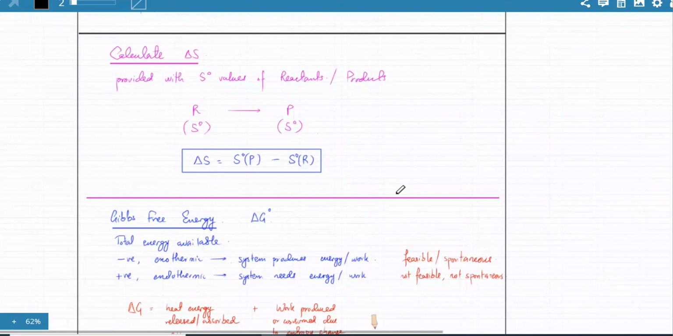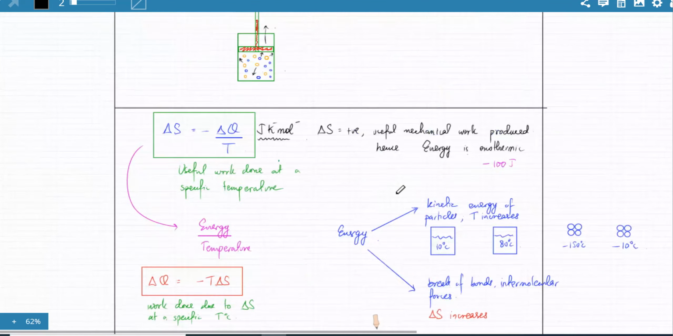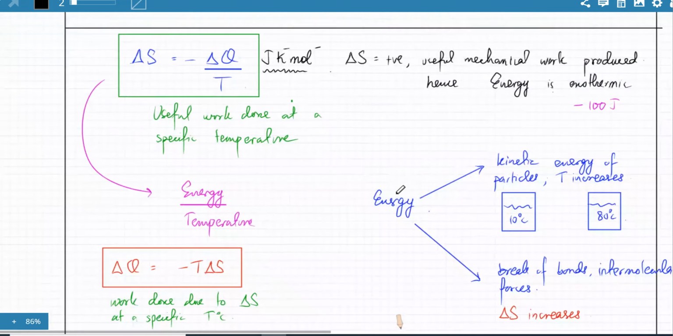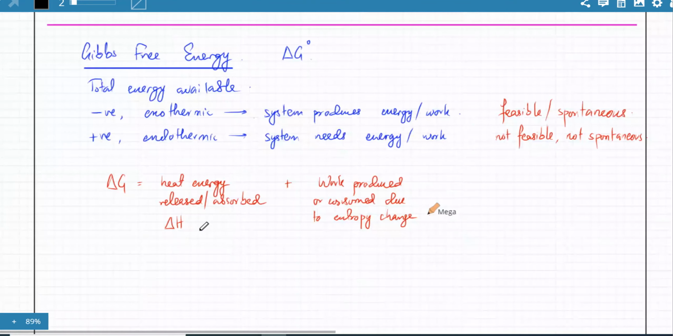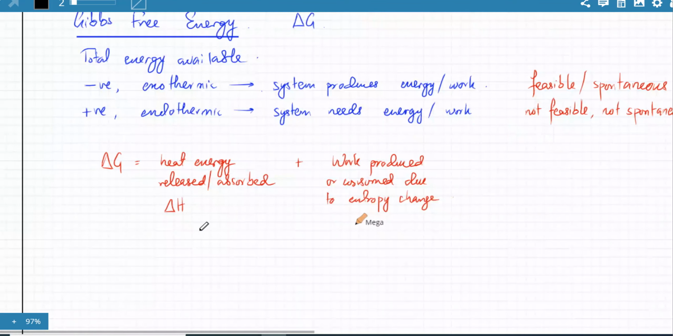And we did calculate this. I told you about this formula. I told you that if you want to figure out the work that's done due to entropy change at a specific temperature, the formula is minus T times delta S. So this one is minus T times delta S. Is this expression clear? Yes. Is this clear to everyone? Yes, sir. Okay. So that's your delta G.